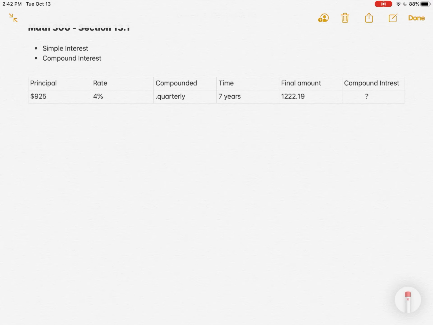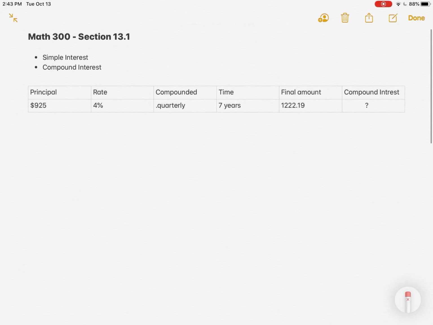Alright, in this video we're going to be continuing to look at this interest section 13.1, and we're going to be investigating compound interest. So this is one of the first homework questions regarding compound interest, and I just typed out exactly how I saw it.